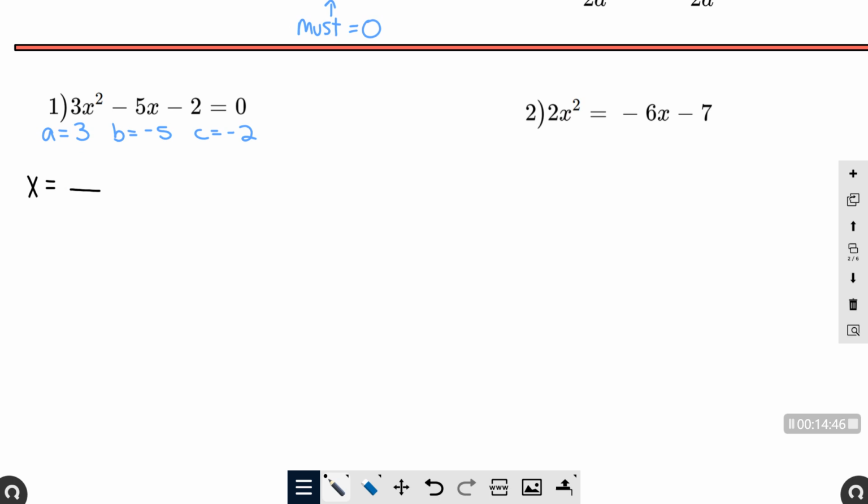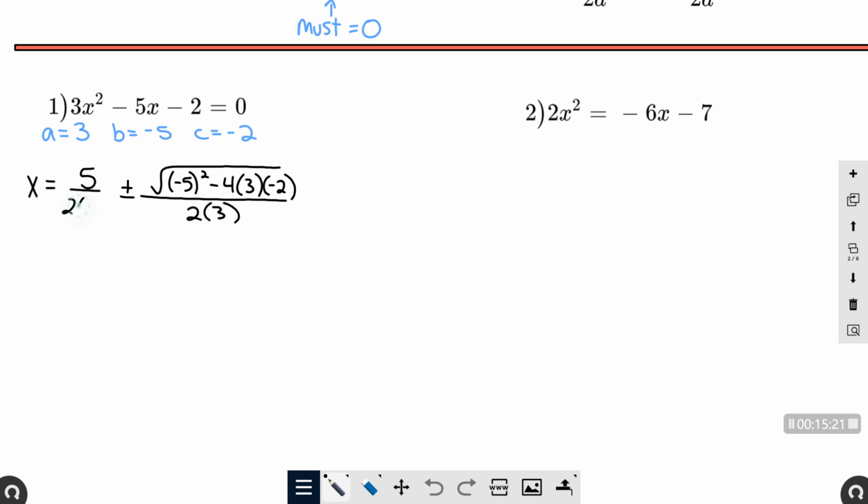So instead of negative 5, I'm going to put plus or minus square root. Then we do our b squared minus 4ac. When you do b squared, you put b in parentheses with a squared on the outside. Okay, make sure you use parentheses there. It will mess up your answer if you don't. So b squared minus 4 times a times c, and then all over 2a.